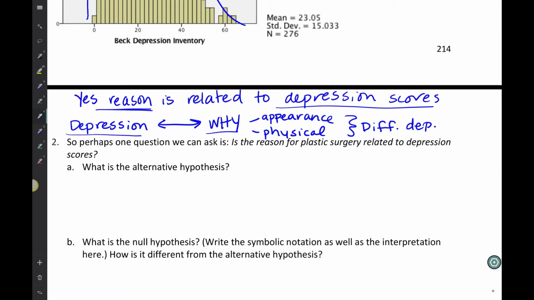If their depression score has nothing to do with the reason why they had surgery, then we wouldn't expect to see any difference here because it has nothing to do with why, right? So appearance, physical, doesn't matter, about the same.